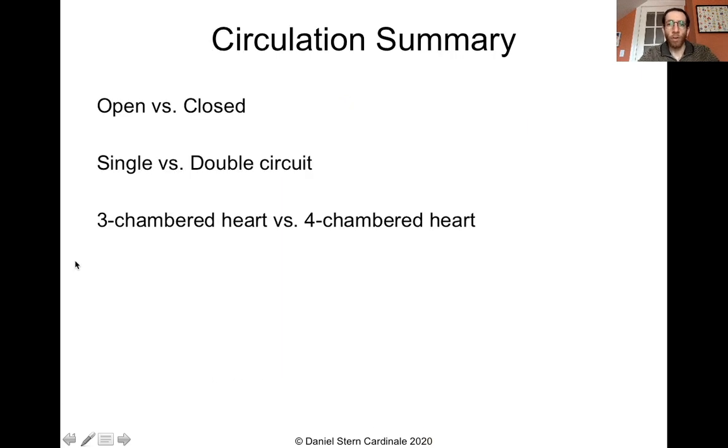To summarize circulation in general, we looked at open versus closed circulatory systems. Within closed circulatory systems, we looked at single versus double circuit systems. And within double circuit systems, we looked at systems with a three-chambered heart and systems with a four-chambered heart. So you should be able to compare and contrast all of these different types of circulatory systems and sequence the basic pathway for each one.